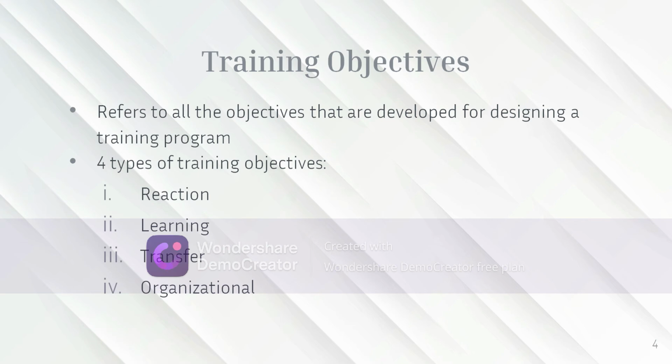And the last one is organizational outcome objectives. These describe the outcomes that the organization can expect from the changes in the trainee's job behavior as a result of the learning.